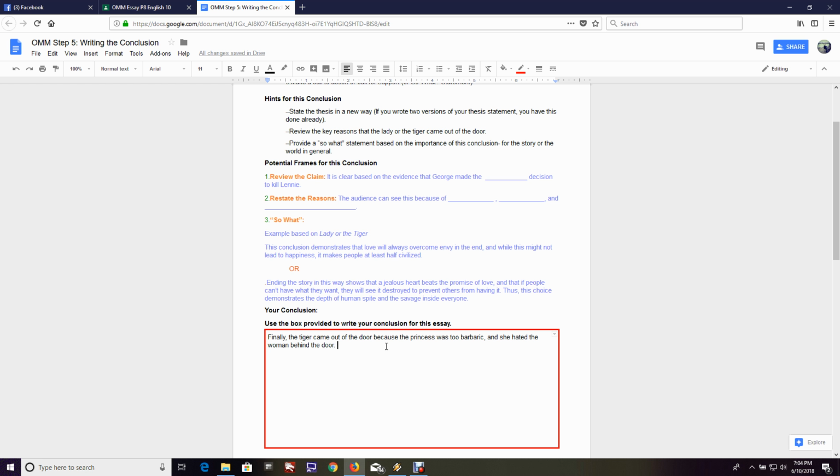The thing you can also do with a conclusion is that the conclusion paragraph really exists to serve as your last thoughts on the essay, or final thoughts about anything that could be in your paper. So you could choose to elaborate on the fact that the princess was too barbaric. You could choose to talk about the woman that she hated behind the door. It's just an opportunity to add extra information. So this is kind of what that would look like.